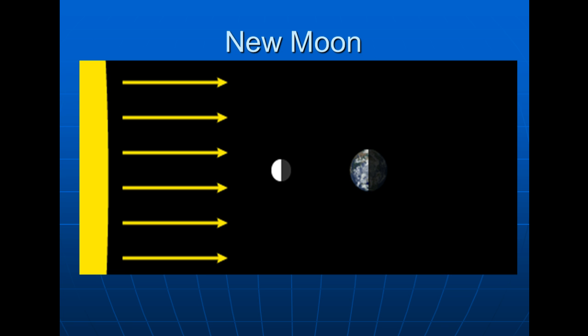Now remember that in addition to positioning and what we see from Earth, we're going to talk about timing. So on the day of the new moon, the moon rises when the sun rises and sets when the sun sets. Write that down.